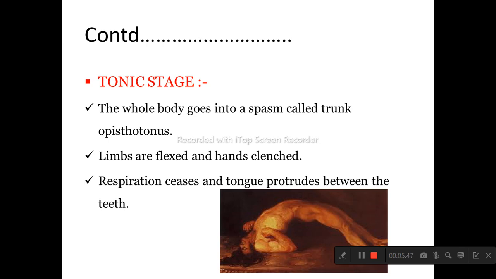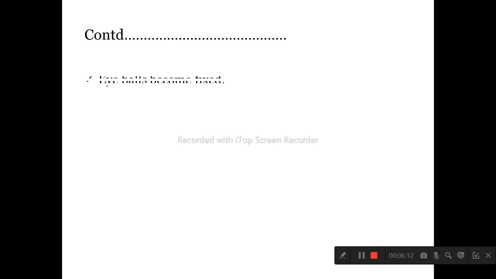What we can do during this stage is protect the tongue and prevent tongue fall with the help of an airway, or we can give the side position to prevent aspiration. Then cyanosis appears, a bluish discoloration over the feet and nails, which we can see during this stage. The eyeballs become fixed, and this stage lasts for about 30 seconds.